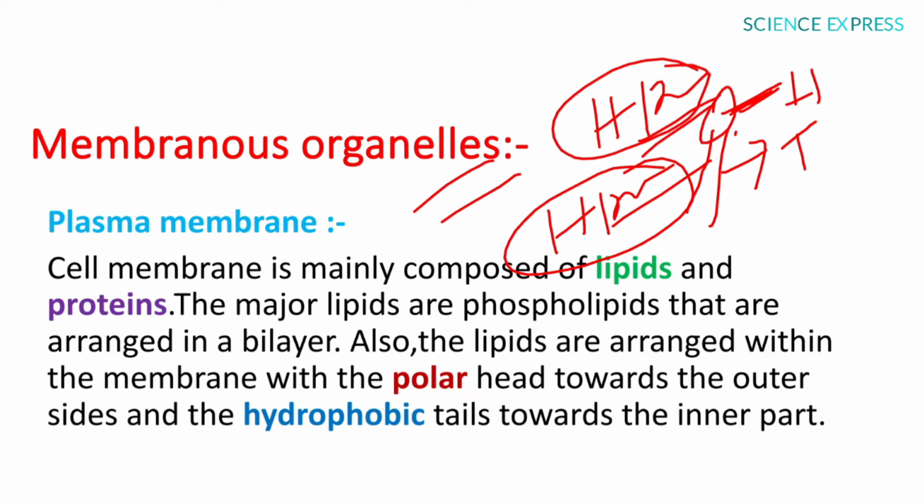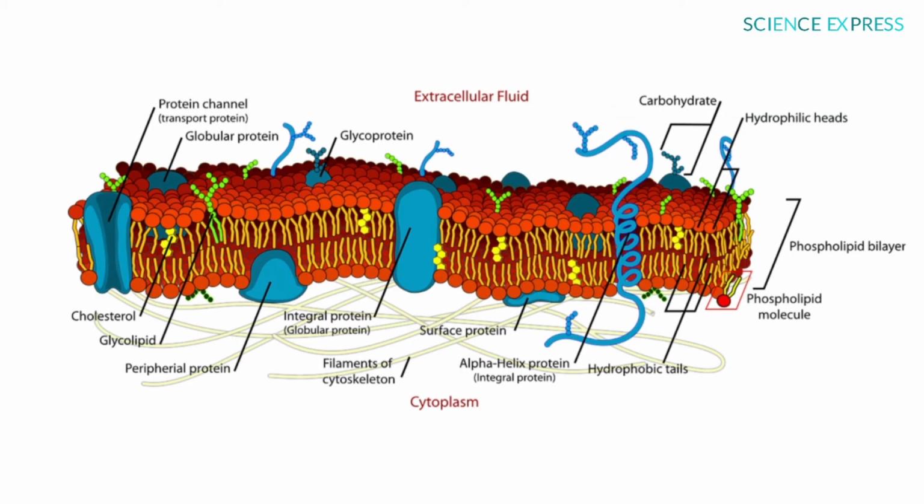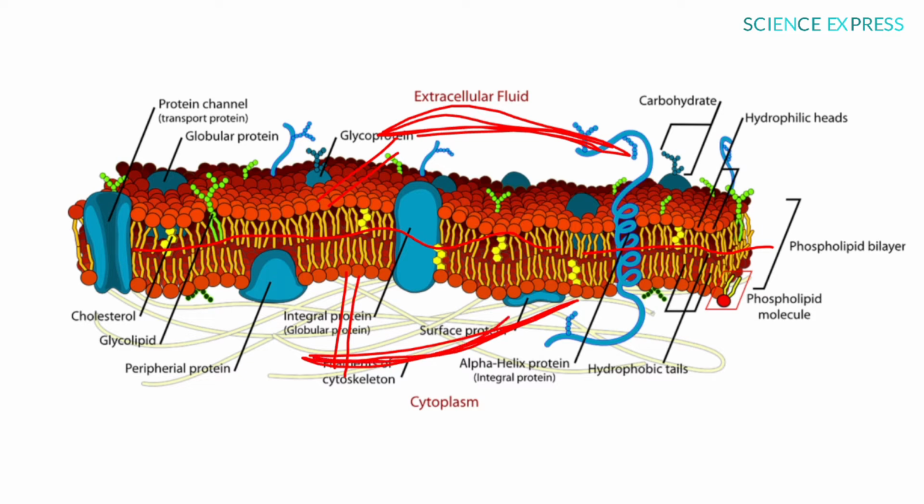So lipids are arranged within the membrane with the polar head toward the outer side and the hydrophobic tail toward the inner part of the membrane. Look here, that is the cell membrane. This portion is the lipid head and this also is a lipid head, and the lipid tails are present on the inner side of the membrane. That portion is aqueous medium and the inner portion is also aqueous medium. So water-hating substances like lipid tails are present in the middle portion of the membrane.